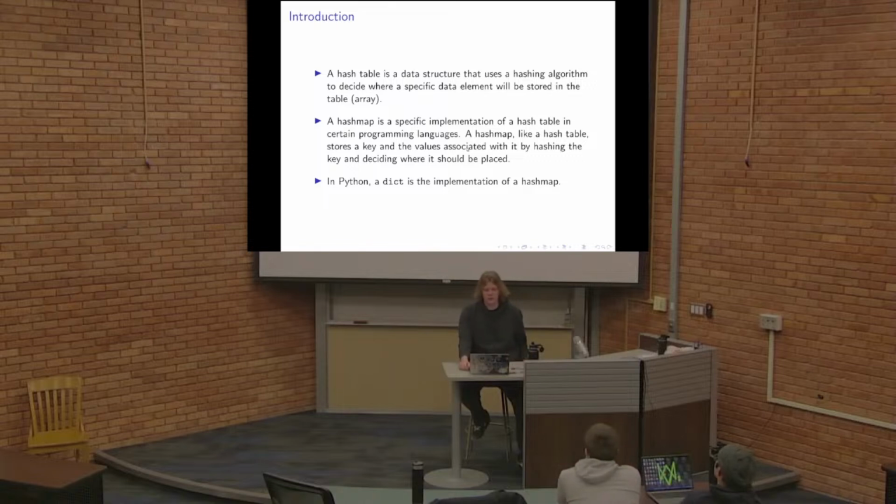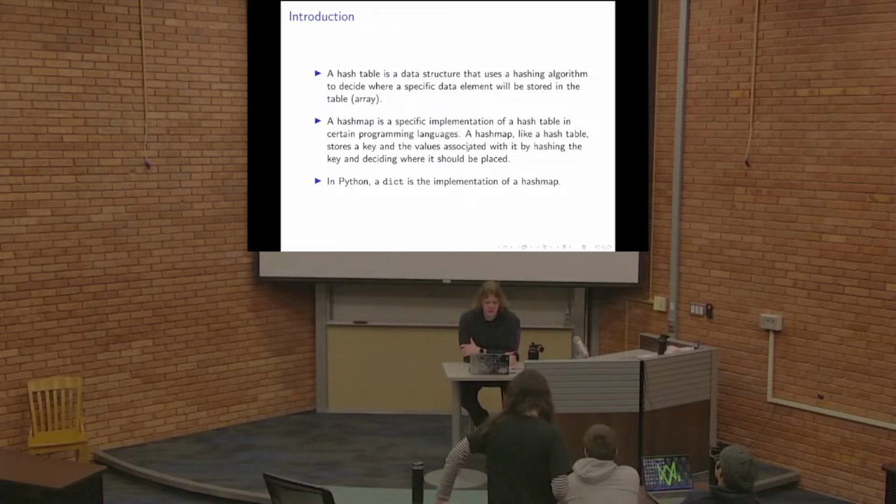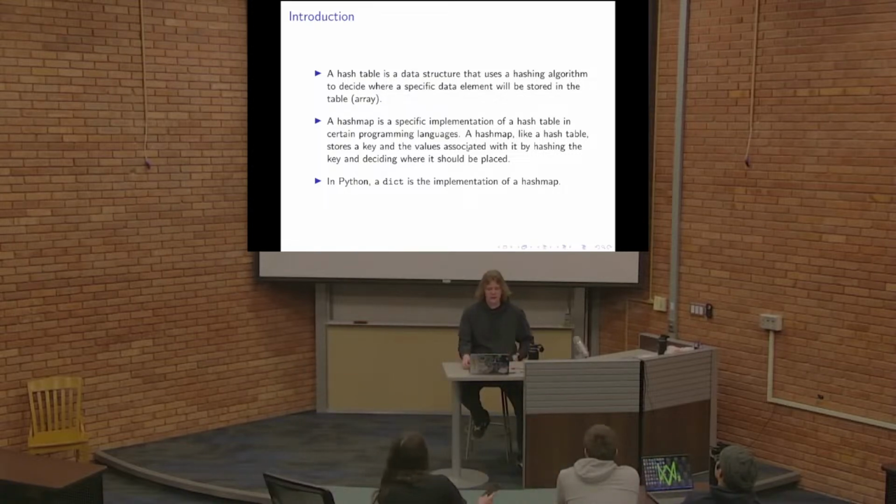I'll explain that a little more in the next slide, but a hash map is just a specific implementation of a hash table, and it's only in certain programming languages, but a lot of the big ones are going to have it. And a hash map, like a hash table, is going to store a key, hash that, and store values associated with that key, and it's going to decide where it's going to be placed based on that hashing algorithm. So in Python, if you're familiar with a dict, that's the implementation of a hash map in Python.